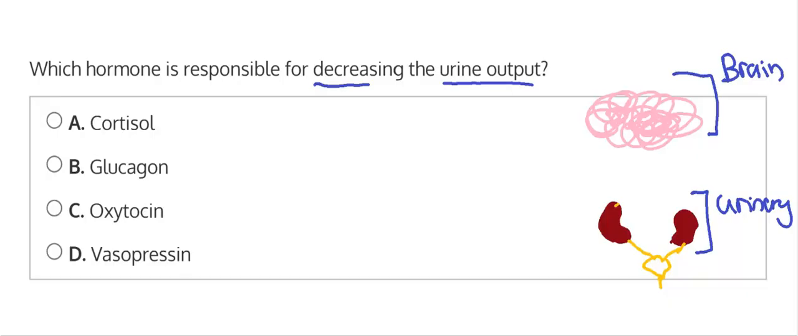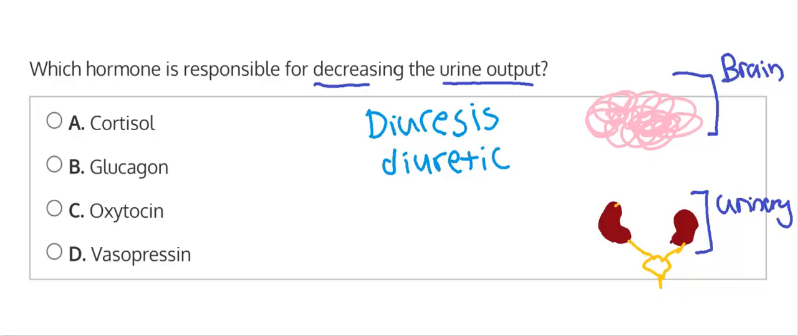And we want to know which hormone controls that conversation between the brain and the urinary system to know should the amount of urine go up or should it go down. So an important word to remember when you're thinking about how the urinary system works is think of diuresis or diuretic also. Diuresis, diuretic. So you may have heard of the term diuretic. You might have heard someone saying that they're on a diuretic medication.